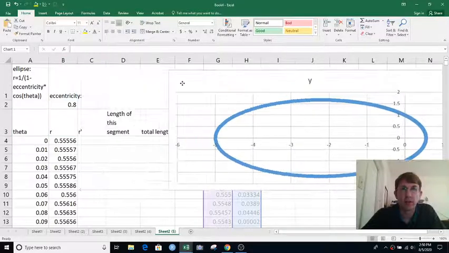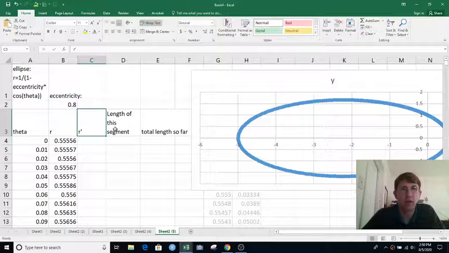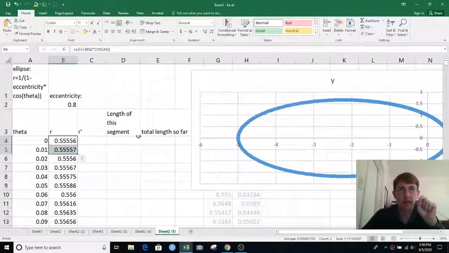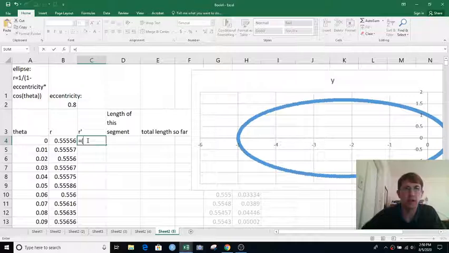Let's go and calculate arc length. So we need to calculate r prime, and then the length of this little segment and the total length so far. So what is the rate of change of the radius from this row to the next row? That would be the difference of the r values divided by the difference of the theta values.